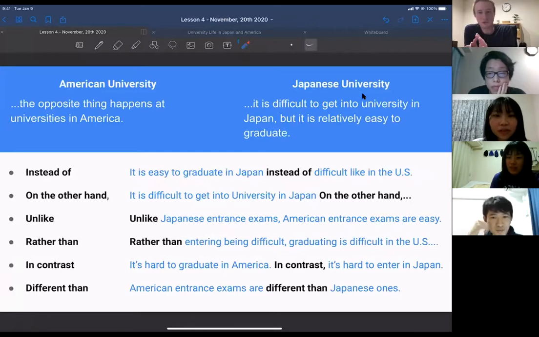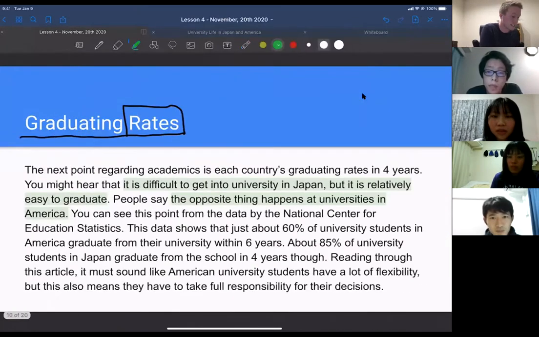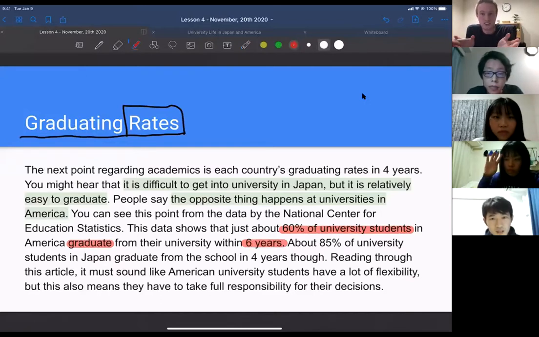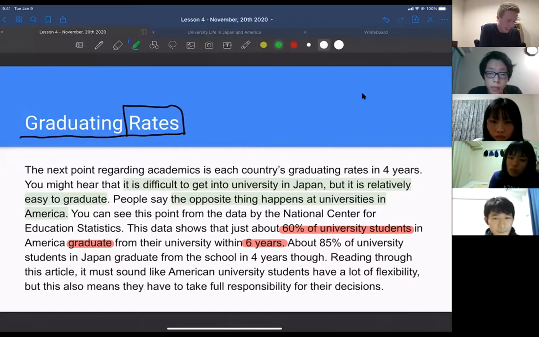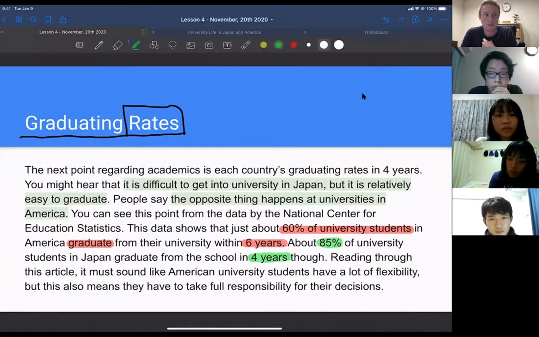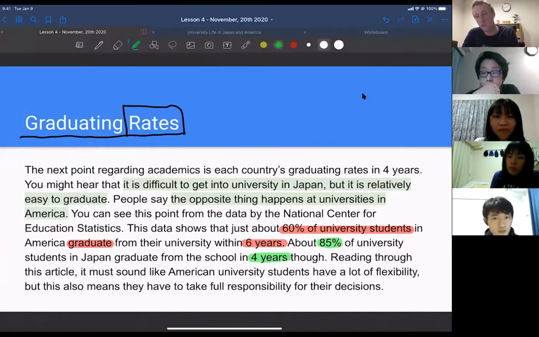I think maybe it's difficult, but compared to America or another country, here is the statistics. In American university, 60% of students graduate within 6 years. In 6 years, only 60% graduate. But in Japan, it's 85% in 4 years. In my university, maybe around half of my friends quit school. They stopped university and got a job. So it's very hard to graduate. But everybody can go to university. It's very easy and very expensive.